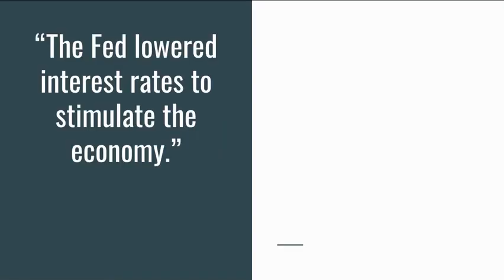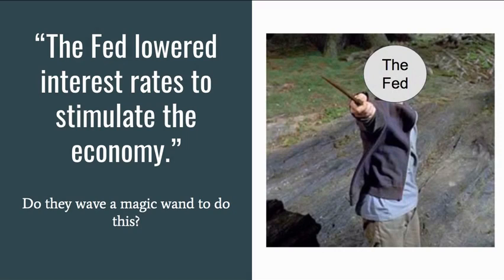Let's move on to the supply of money. I have a question for you. If I tell you the Fed lowered interest rates to stimulate the economy, how do they do that? Do they wave a magic wand to do this? Is that how they do it? They just say interest rate is maximus. I don't know, I just made up a Harry Potter spell. That was dumb. Anyways, so how do they lower the interest rates?